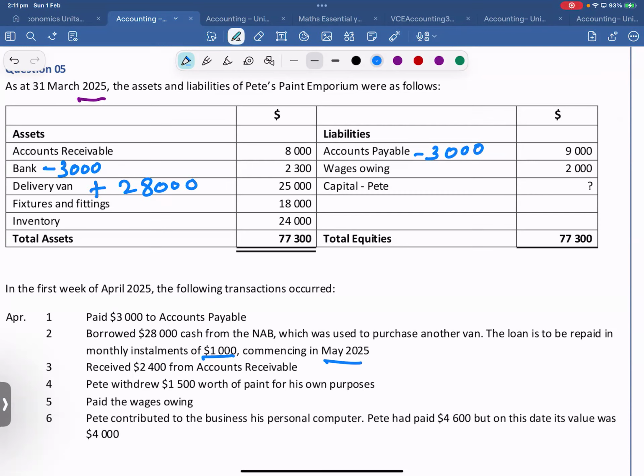So then current portion, I'll write here, the NAB loan, current liability is only 11,000. NAB loan, non-current liabilities, how much? The remainder, how much? 17,000.